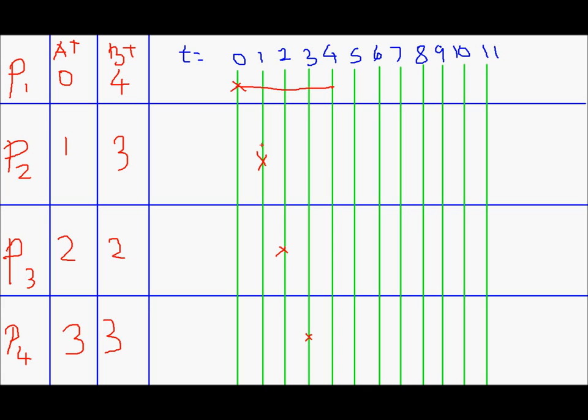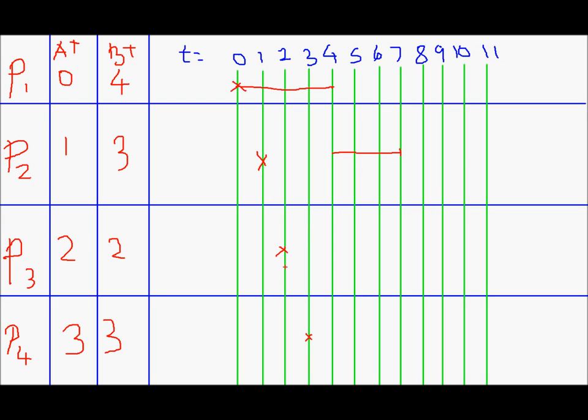P2 was the next to arrive. It arrived at time 1, but it will have to wait till P1 completes its execution. So this is where P2 will start, and it will go till 3 burst times. It will be till 3 units of time, 1, 2 and 3. And at this instant P2 will complete its execution.